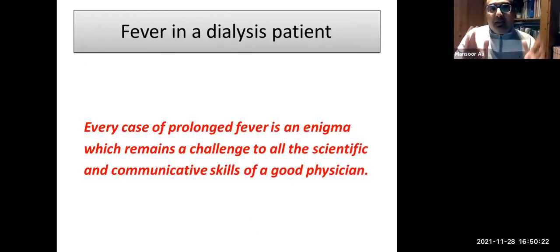So I'll just skip this slide, but every case of prolonged fever is an enigma which remains a challenge to all the scientific and communicative skills of a good physician. I still have had patients in the past where I could not figure out where the infection was coming from. It really disturbs me when you've examined and investigated and could not find the cause for their fever. So thank you very much.